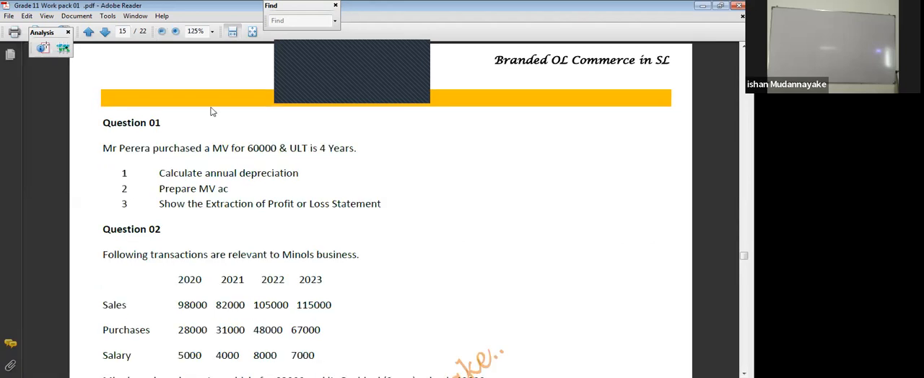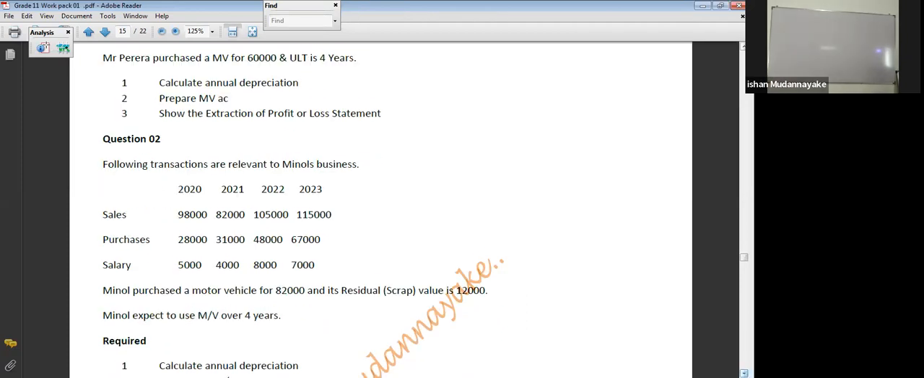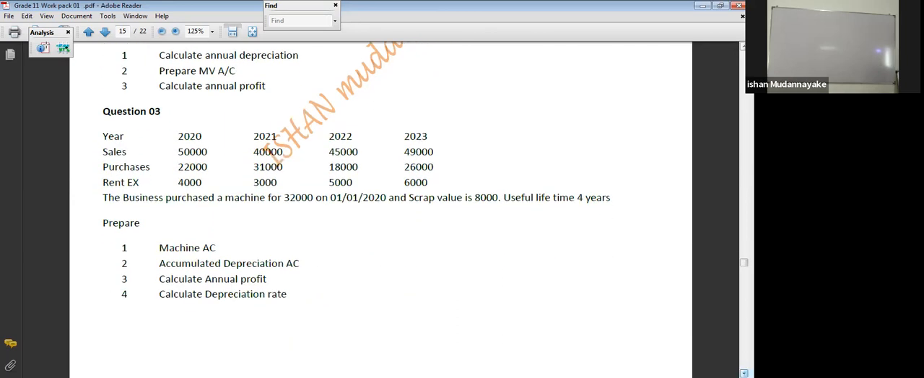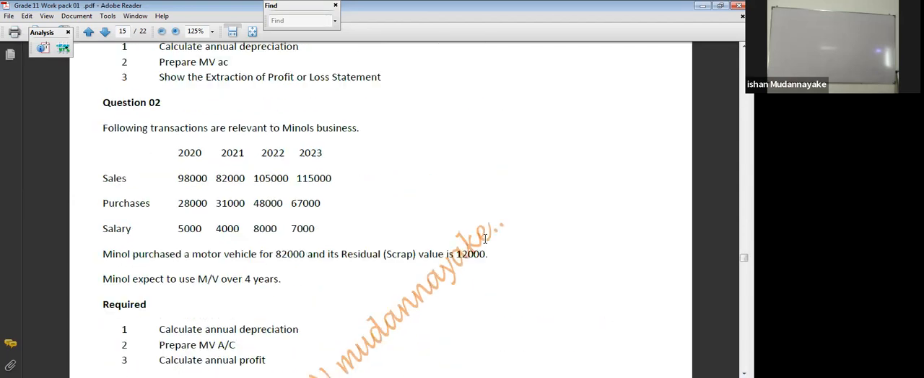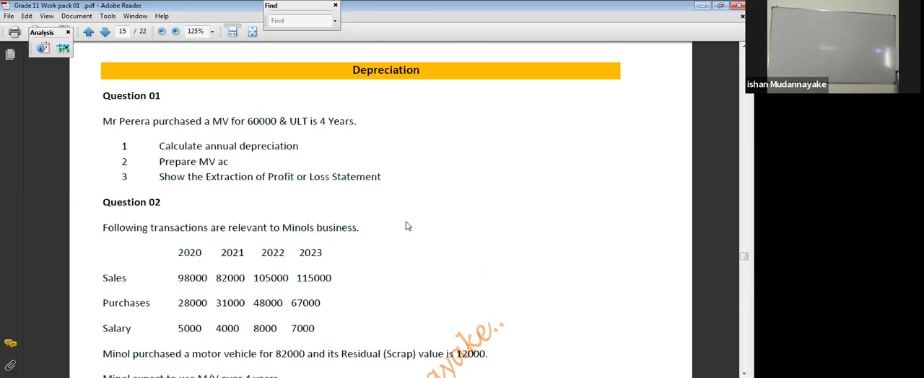Lastly, we discussed question number three of depreciation. Questions 1, 2, 3 we have discussed on page number 15. I gave you some idea regarding depreciation with these three questions.